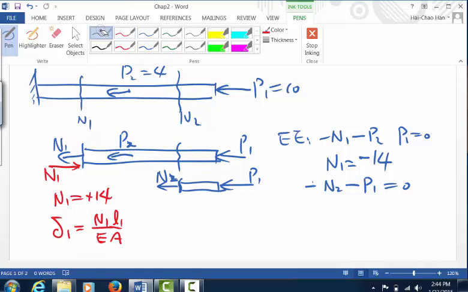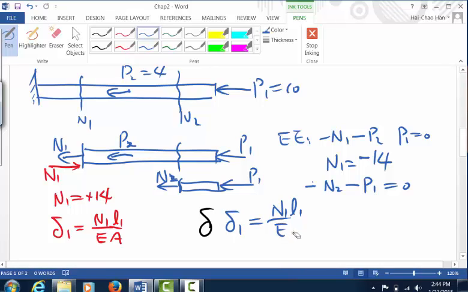Now, if I'm not using this one, I use the blue one. So I calculate delta 1 equal to N1 L1 over E1 A1. If I use this equation, now I put N1 equals negative 14 there, so I get a negative value. What does that mean? I assume elongation is positive, so a negative value means shrinkage. Okay, so this is perfectly fine.